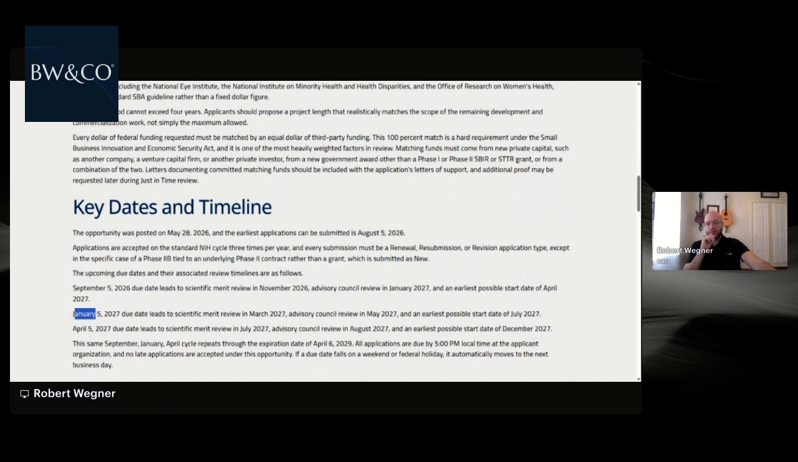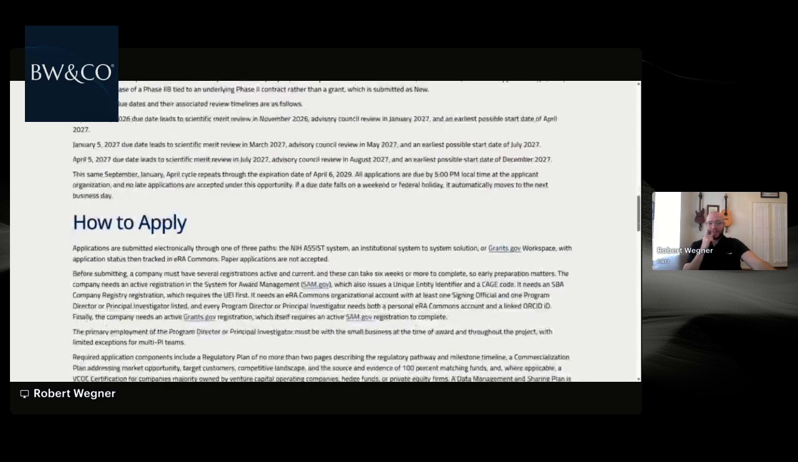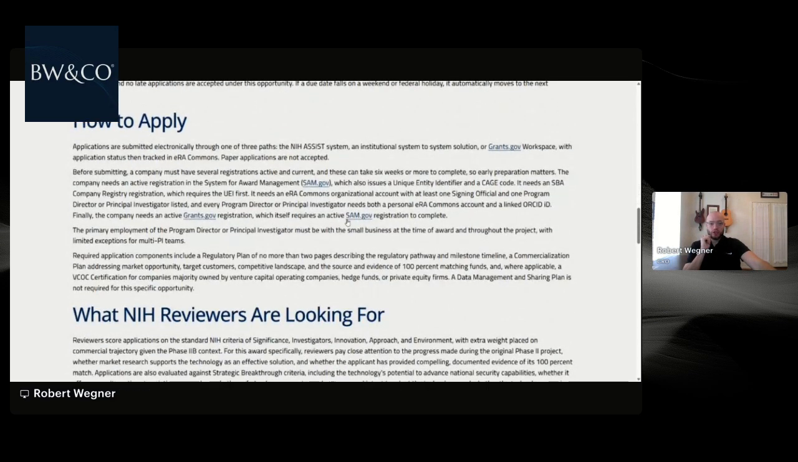Same thing goes for January 5th and April 5th if they fall on a weekend or a holiday. I frankly don't remember if these do or not, just because we have about 60 applications going in September 5th or September 8th. So that's where my priorities lie. Registrations, all of that's going to be very similar to the SBIR program: Assist, grants.gov, sam.gov, eRA Commons. Some of these take time, specifically sam.gov. So make sure that you have that first.